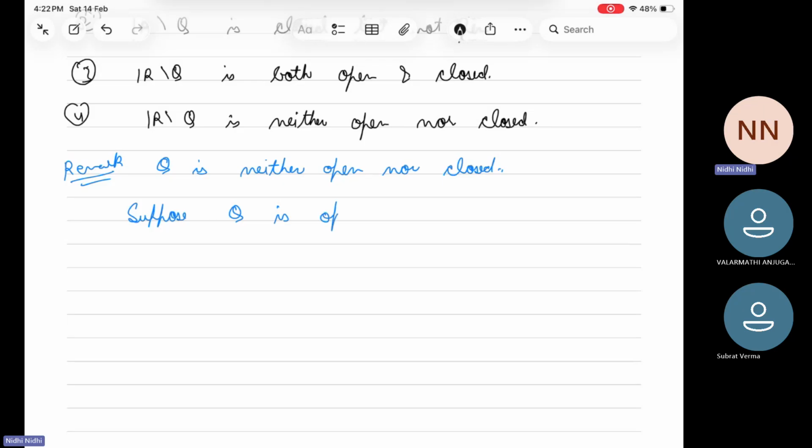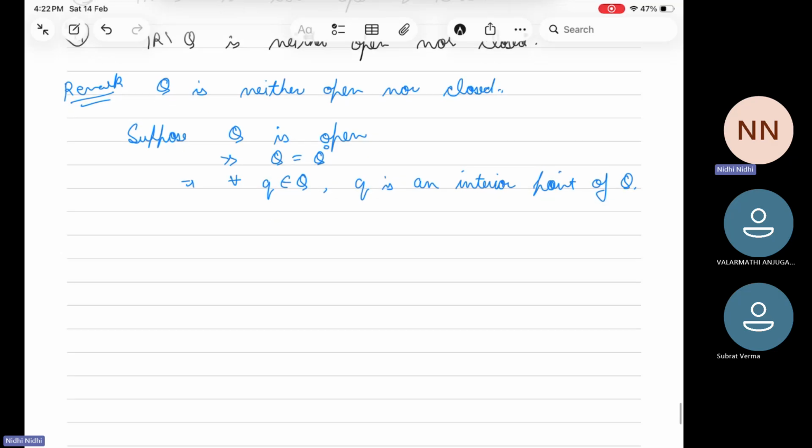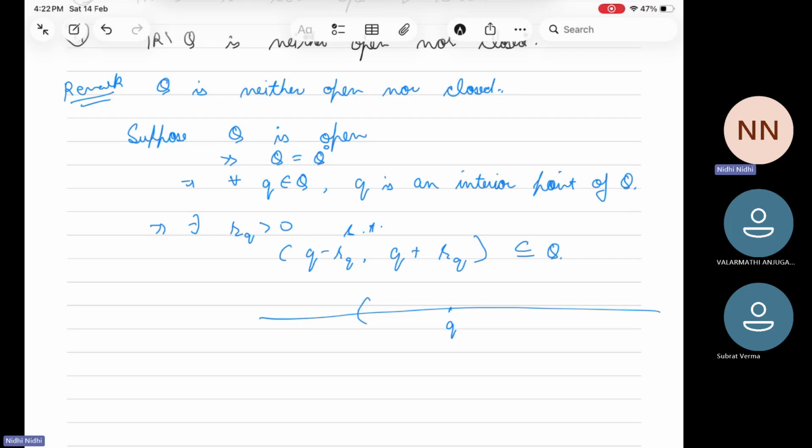Suppose Q is open, that means Q is equal to the set of all interior points of Q. That means for every q in Q, q is an interior point of Q. That means there exists some r_q positive, obviously it will depend on the point q, such that this interval q minus r_q to q plus r_q will be contained in Q. So if this is the real line, this is a point q, then this interval must be contained completely in the set of rational numbers.